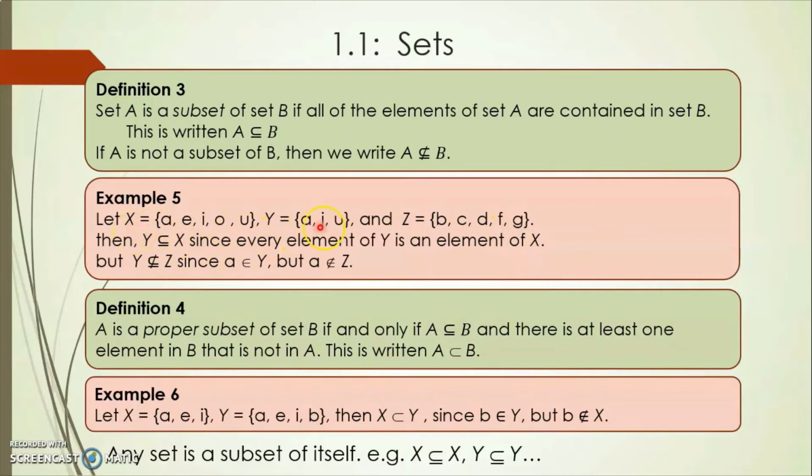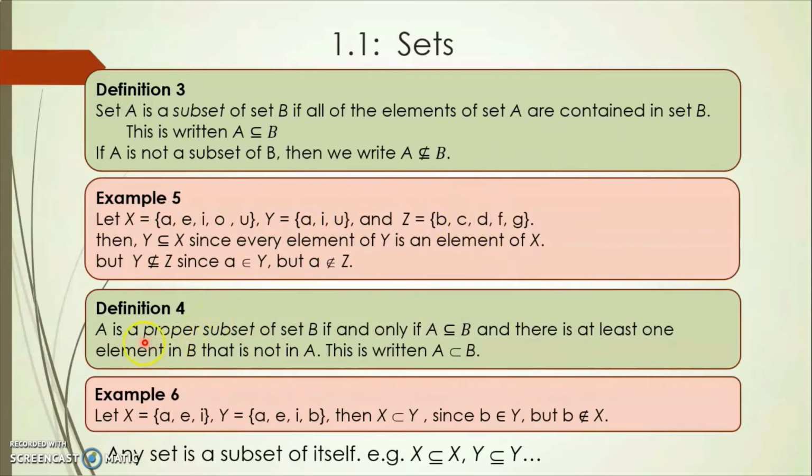By comparing all these three sets, we write Y is a subset of X because every element of Y is also an element of X. Y subset of X means the elements here must be contained in here. But all elements in X are not necessarily in Y. Y is not a subset of Z, because the elements of Y, which are a, i, u, are not there.